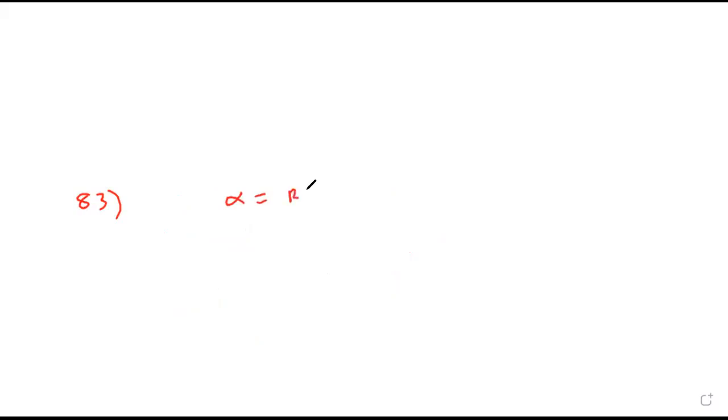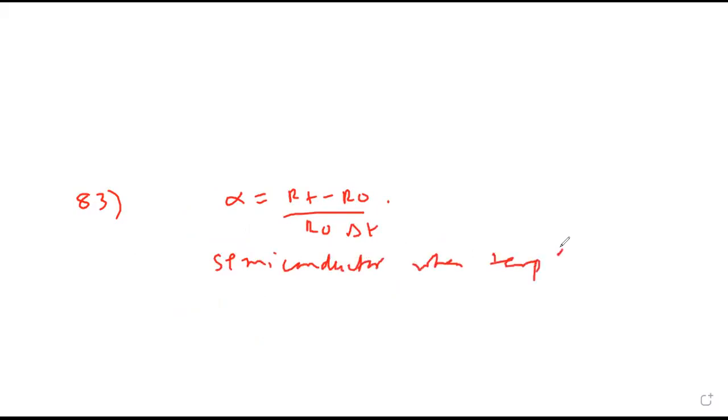Alpha is the increase in resistance upon a rise in temperature. Since it is a semiconductor, when temperature increases, resistance decreases. That means it passes current at high temperature. So it has a negative temperature coefficient. मतलब जब भी टेम्परेचर बढ़ता है तो उसका अल्फा कम होता है.